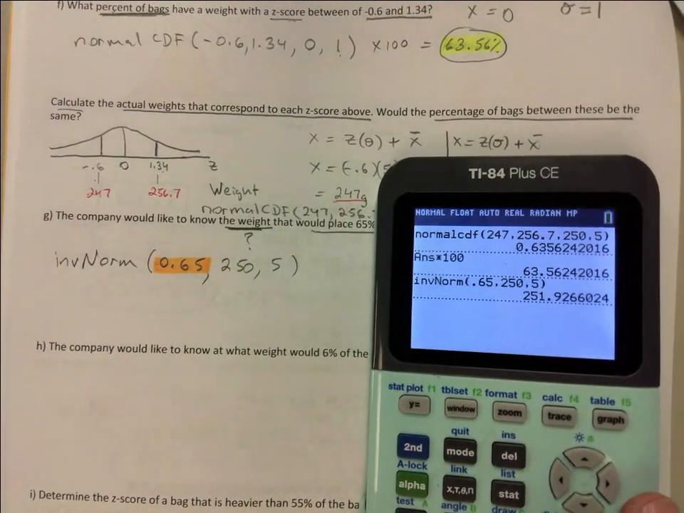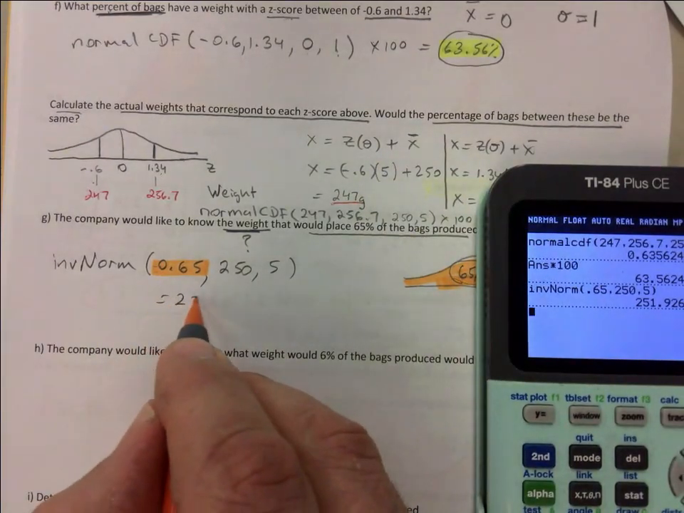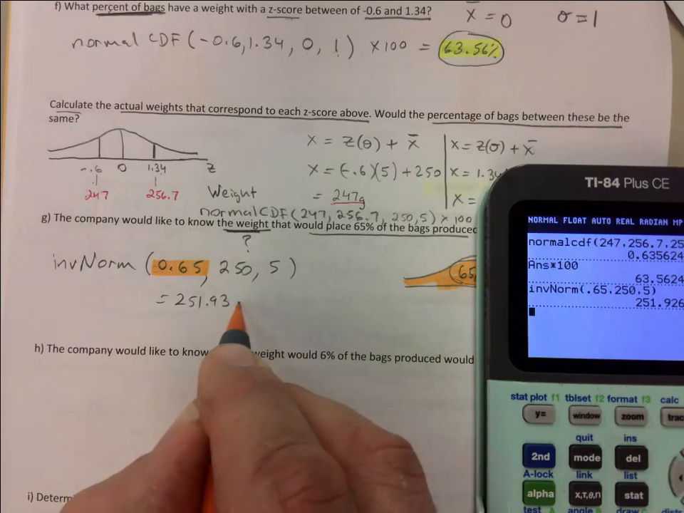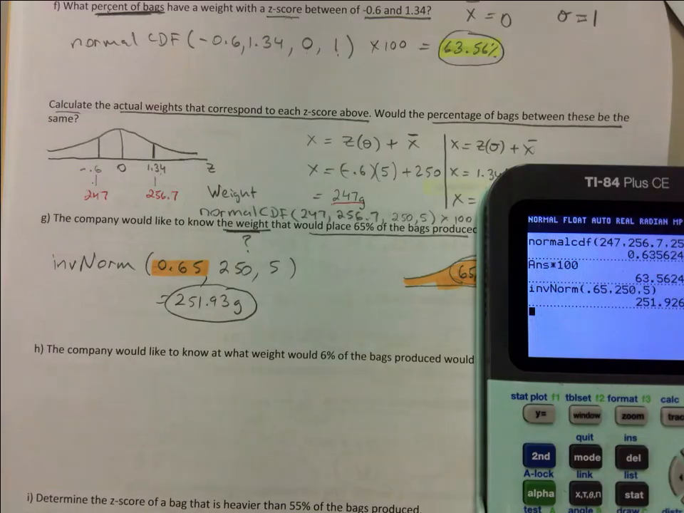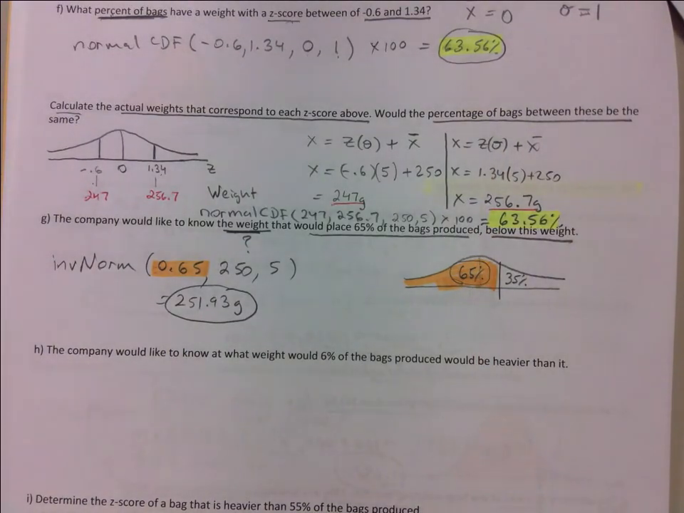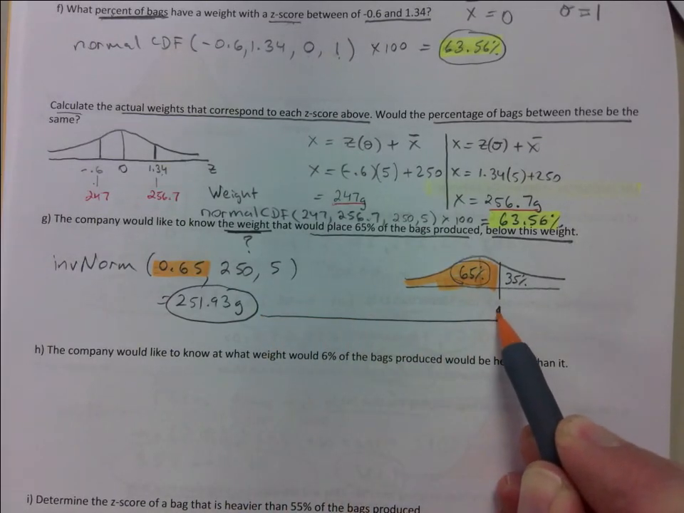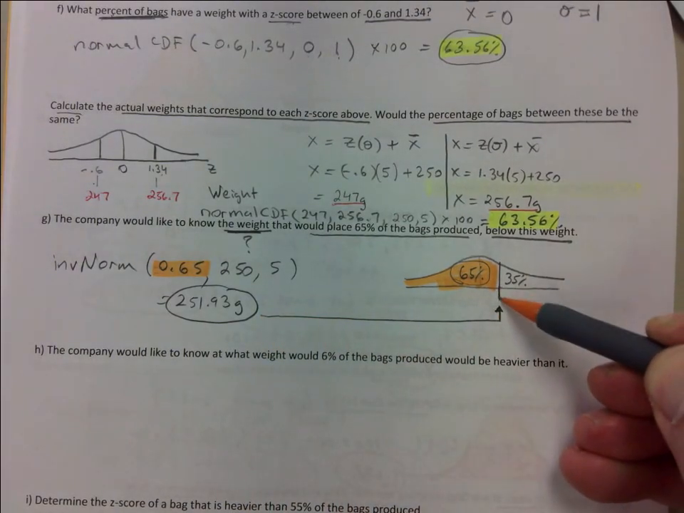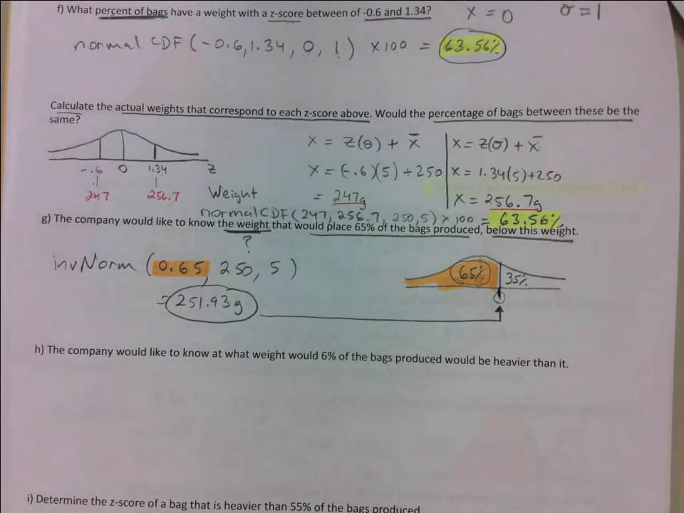It's 251.93 grams, okay? In this case, it's grams. It's the actual value, right? You found that x value that's along the x-axis, right?